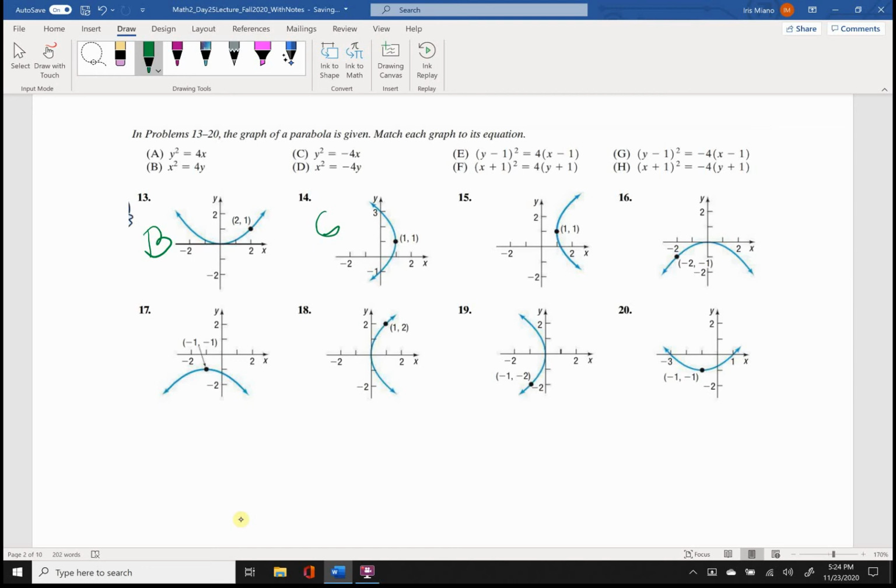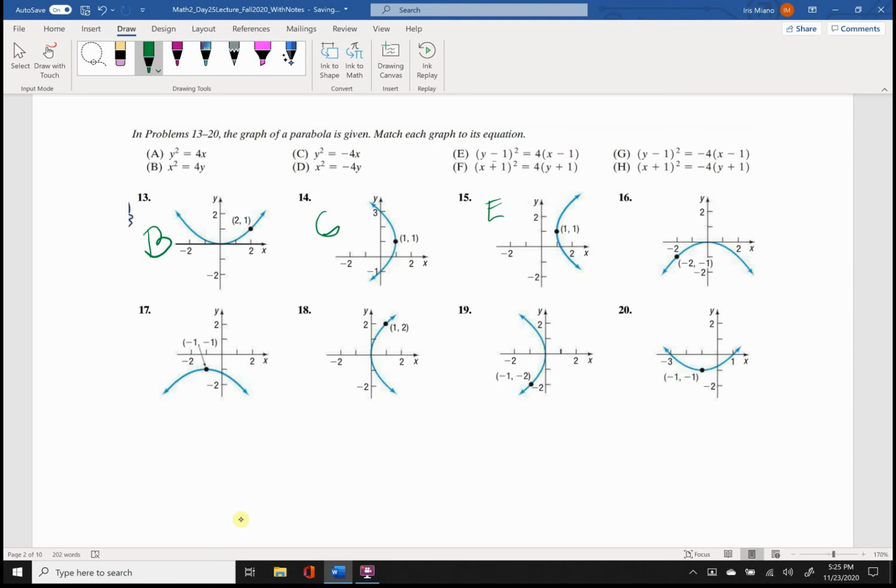For number 15, I open to the right. Again, my vertex is at 1, 1. So opening to the right means I'm going to have a square in y rather than x, but facing to the right I'm going to have a +4 factor, and we're going to subtract 1 from y and x, so that's going to be E, right? Squaring in y, h and k are each 1, +4 factor.